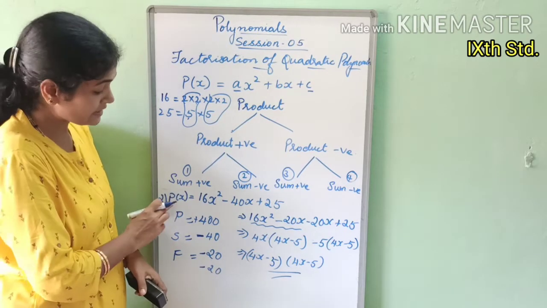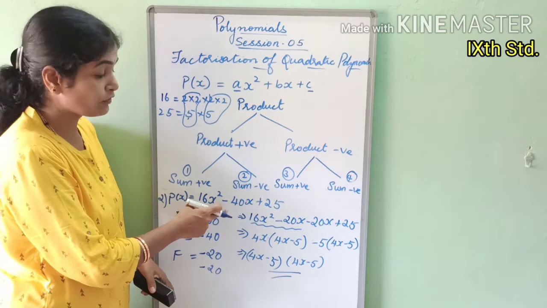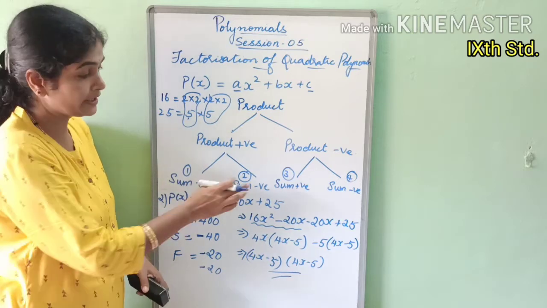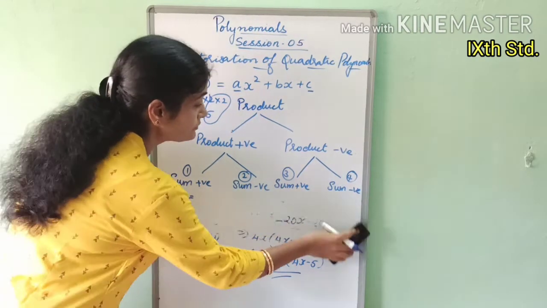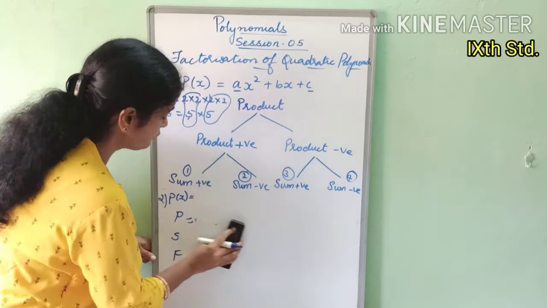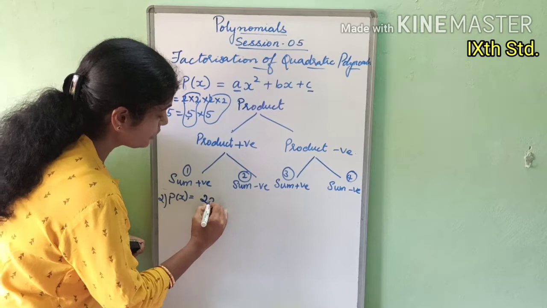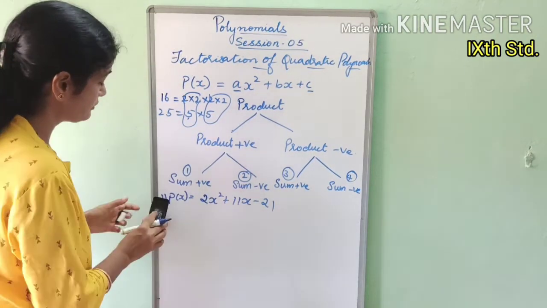Okay, this is an example. This p of x equal to 16x square minus 40x plus 25 is an example for the second type. Now we will see the third one. Third one, like if you take p of x as say 2x square plus 11x minus 21.